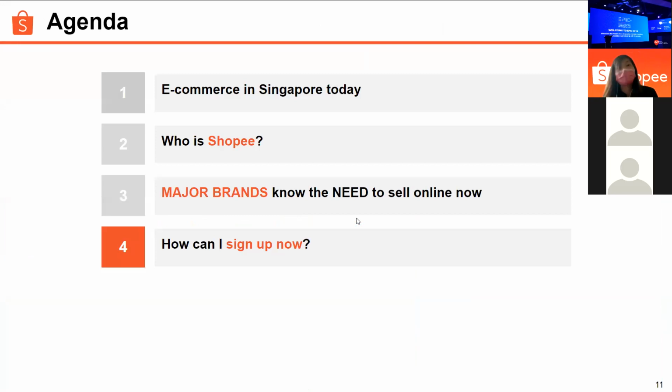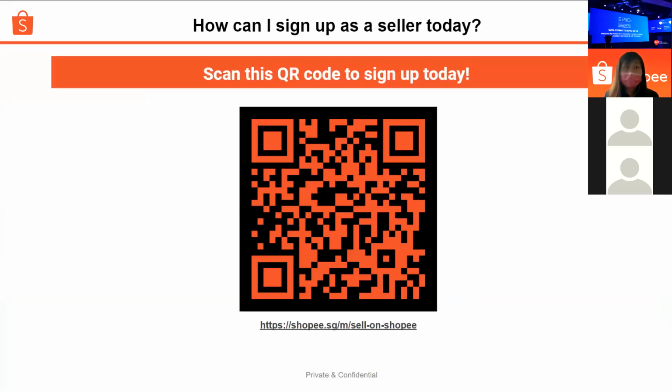For Shopee, it's actually very, very easy to start selling on Shopee. All you have to do is scan this QR code and you'll be able to see the full info page with the kind of support that Shopee will be able to provide you if you were to start selling today. And if you can't scan this QR code, you can just go to the link below.